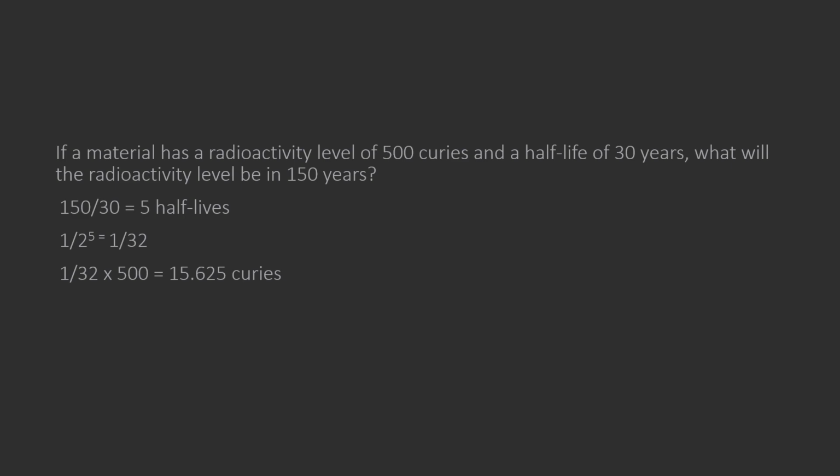Another example: if a material has a radioactivity level of 500 curies and a half-life of 30 years, what will it be after 150 years? So we take the 150 divided by the half-life, so we know we have 5 half-lives. We do 1/2 to the 5th power, which is 1/32. So 1/32 of the original amount of 500 will tell us that after 150 years, we will have 15.625 curies remaining.